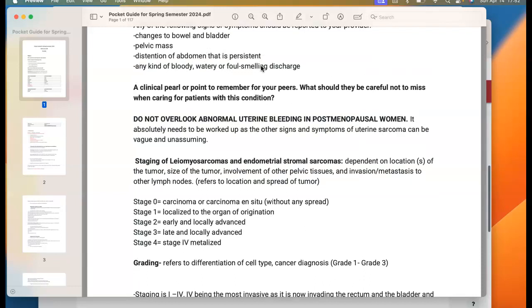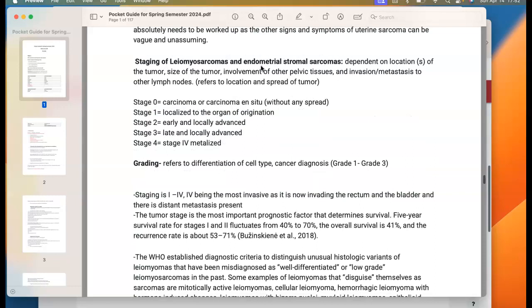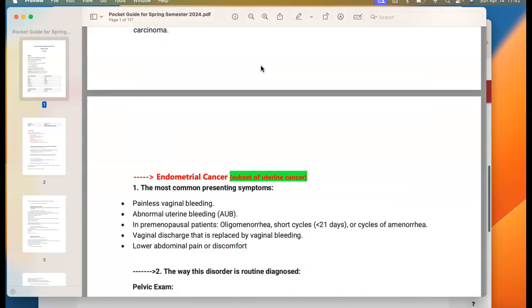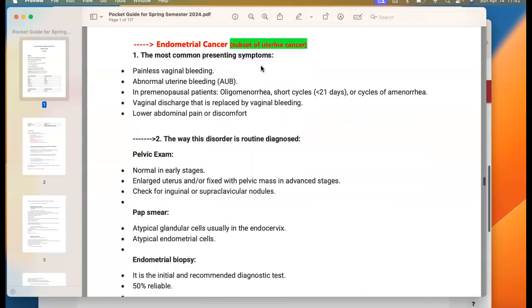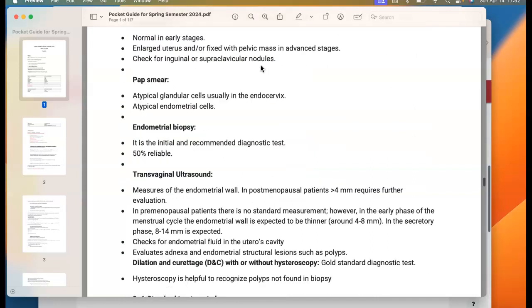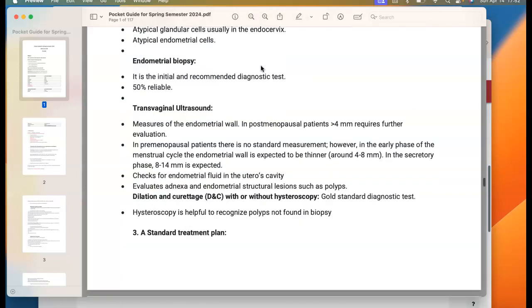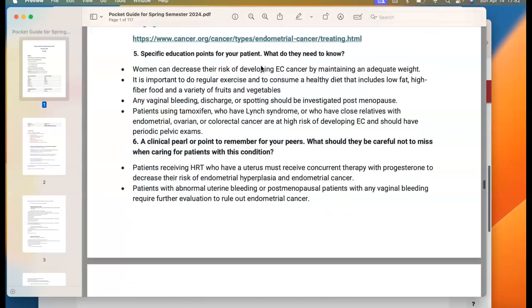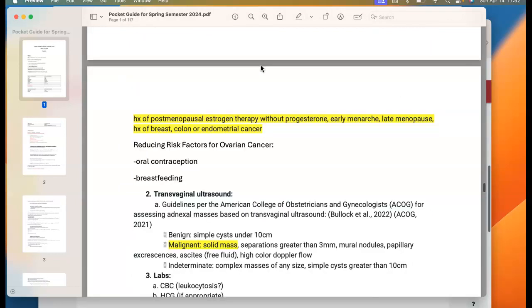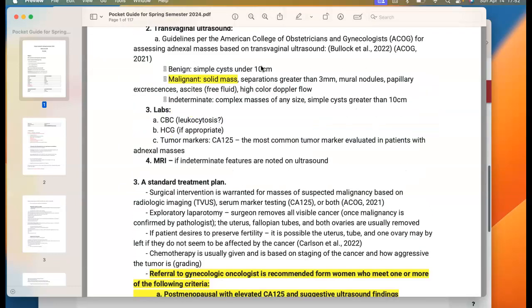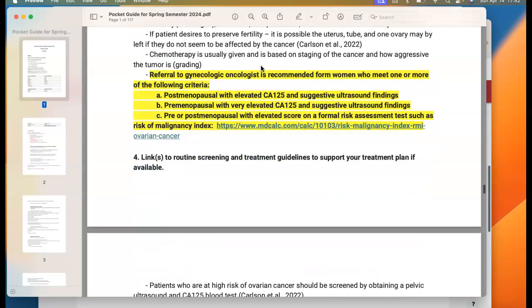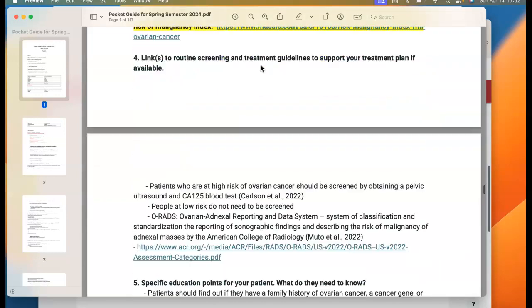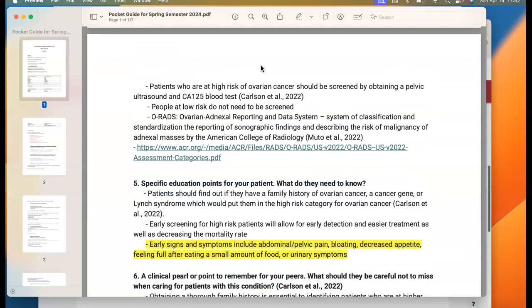And then I went over stages of leiomyosarcomas in the grading. And then I moved on to endometrial cancer, presenting symptoms, how it is diagnosed, pap smear, endometrial biopsy, transvaginal ultrasound. Ovarian cancer I covered in here as well, risk factors, standard treatment plans, labs, referrals necessary, and I provided myself with some links, some more information on ovarian cancer.